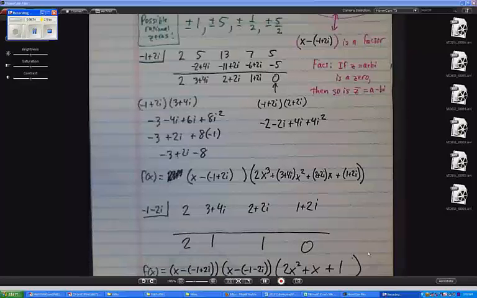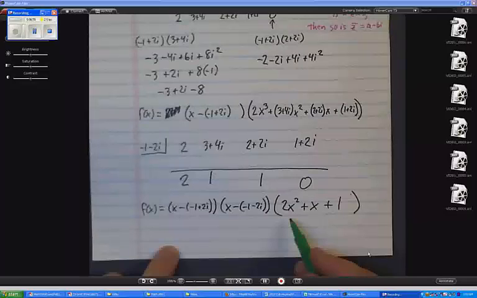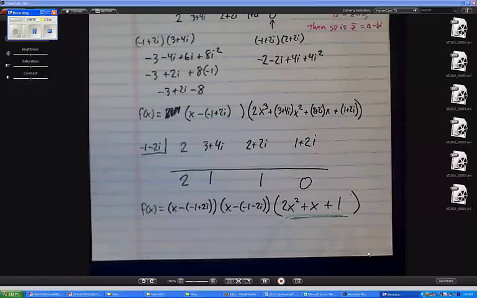And unfortunately, this last piece doesn't factor. But do you know how I could find more zeros? Quadratic formula. Because it's quadratic. Which brings me to the end of class.